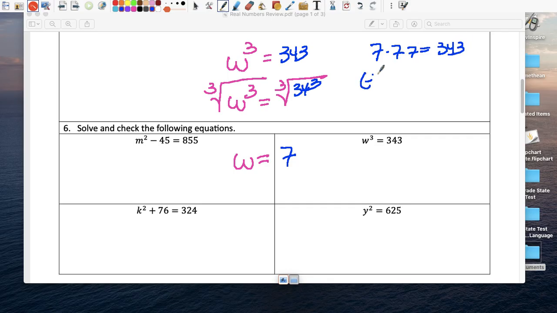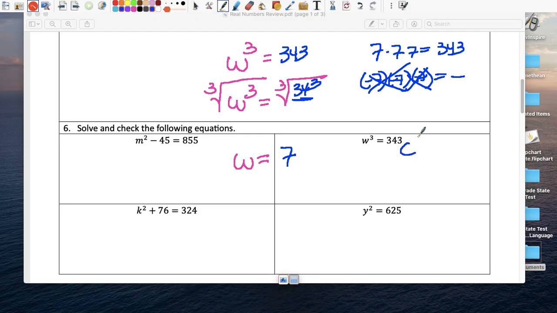If you did negative 7 times negative 7 times negative 7, first of all, you're going to get a negative, which is not what we want. We want positive 343. So negative 7 does not work. For the cube root, if you're taking the cube root of a positive number, it's just a positive. If you're taking the cube root of a negative number, then you get a negative answer. In this case, the answer is just 7.